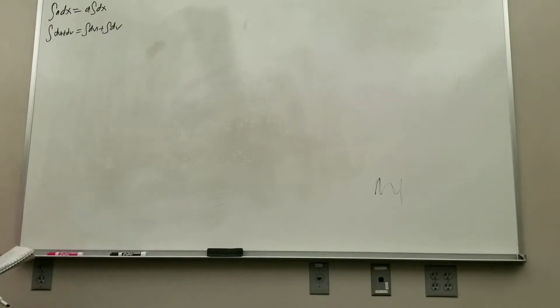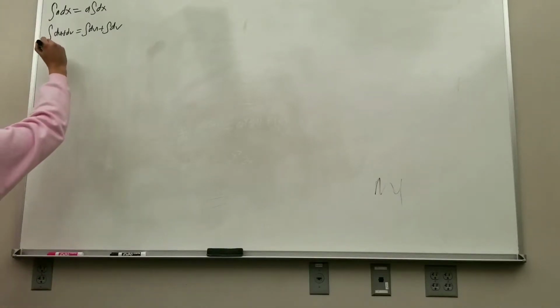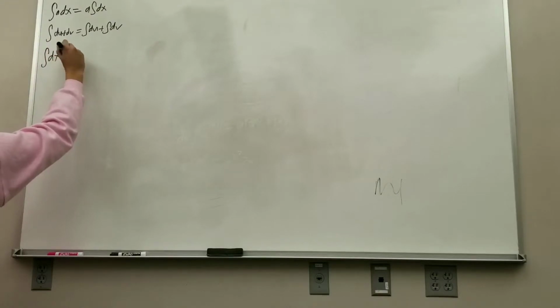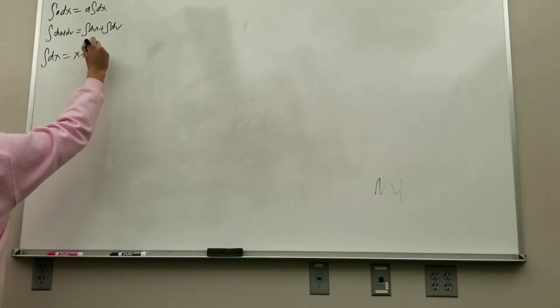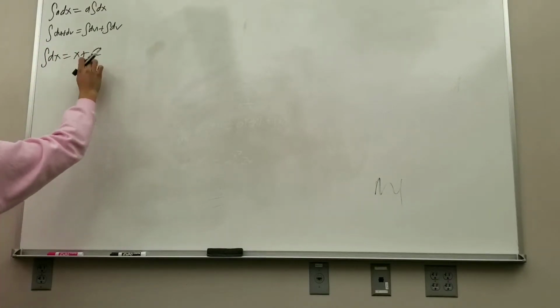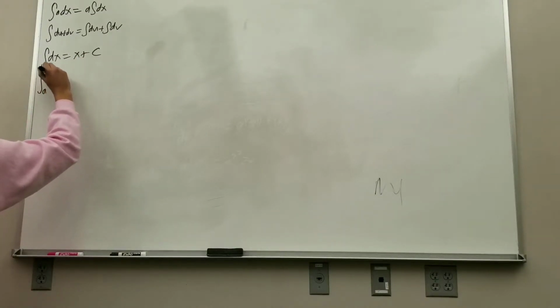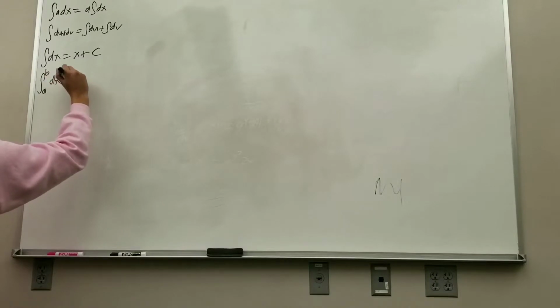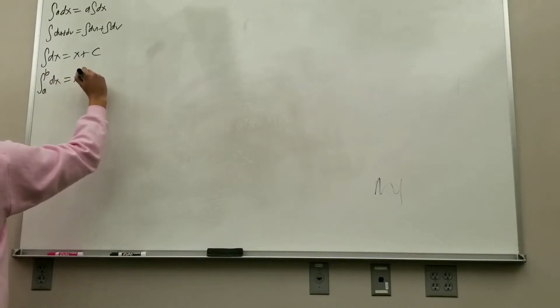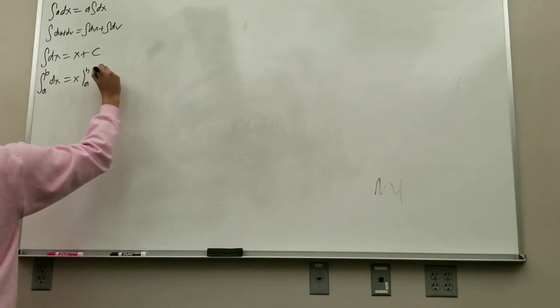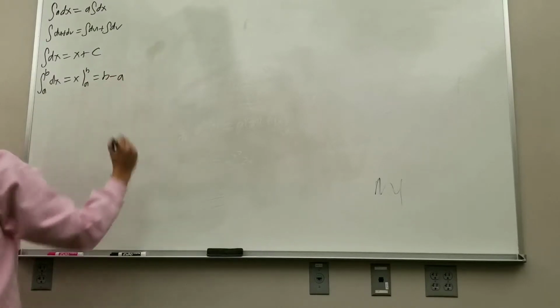So first thing, there are two different types of integrals, your indefinite and definite. And so your indefinite, if you take an integral of dx, this is going to be x plus c. And that plus c is important for indefinite. And then if you take an integral of a definite, say a to b of dx, you're going to get x evaluated from a to b, which is going to be b minus a.